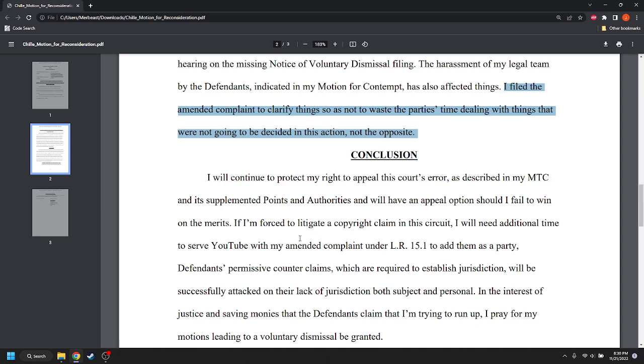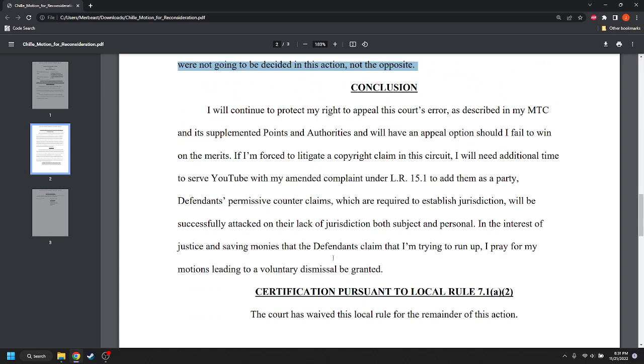"If I'm forced to litigate a copyright claim in this circuit, I will need additional time to serve YouTube with my amended complaint under Local Rule 15.1 to add them as a party. Defendant's permissive counterclaim." This is all one sentence still?